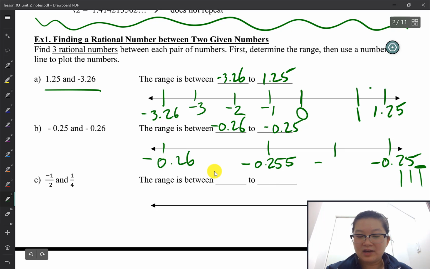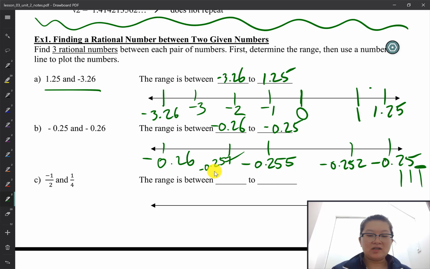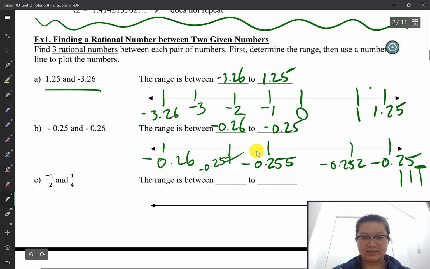And since we have the 5, then we can kind of fill in between. We can say this is actually not smack in between. Maybe over here, I get negative 0.252, and over here, maybe I might have negative 0.257. Okay. Now, all of these numbers are a little bit more negative than 0.25, but not as negative as 0.26. Okay, nice. Nicely done.